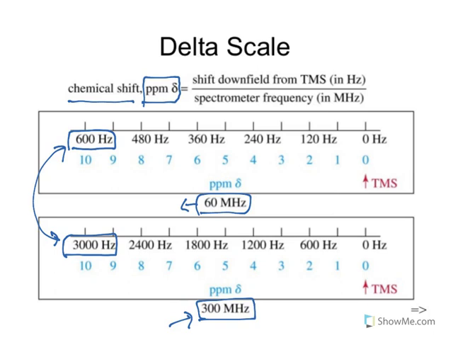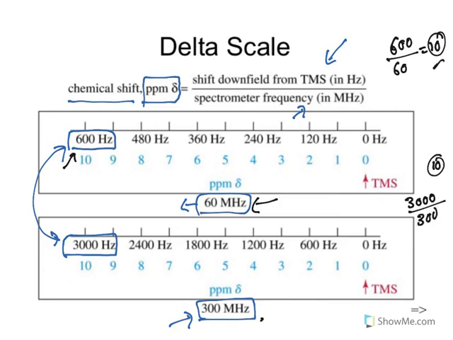The delta scale is given by the shift downfield from TMS divided by the spectrometer's frequency. That means, what is the shift here? It is 600, right? At what frequency is the machine run? At 60. So 600 by 60, how much is it? It is 10. Whereas in this case, what is the shift? It is 3000. At what frequency is the instrument run? 300. How much will you get? It is 10. Look at this, both of them are the same. Even though you are running at different strengths, the signal is the same. That is what this 10 is. So this scale is known as the delta scale.